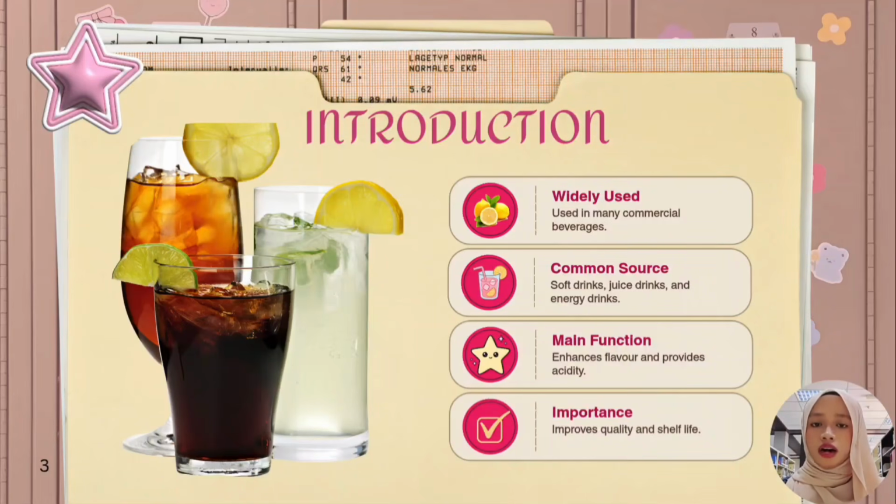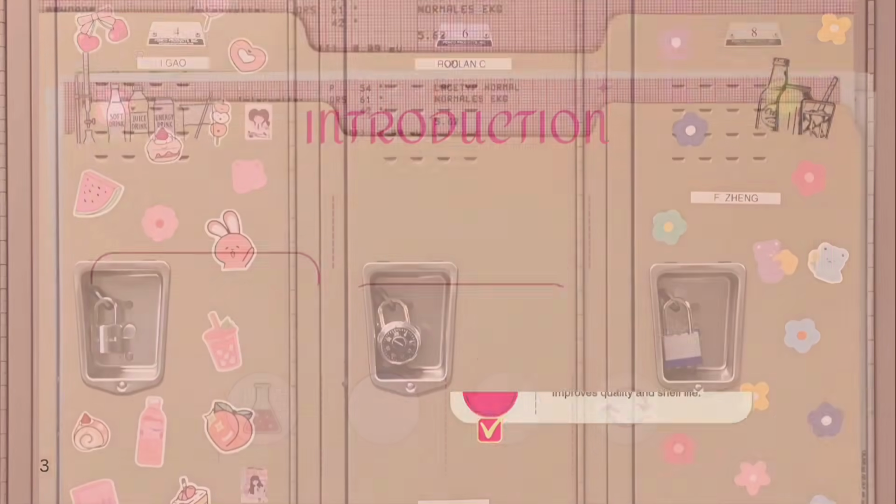to another. Now, why is it important to determine the citric acid content? This is because citric acid directly affects the taste, quality and shelf life of beverages. By monitoring the acid content, manufacturers can ensure that their products remain consistent and meet food quality standards. Therefore, analyzing the concentration of citric acid is an important part of quality control in the food and beverage industry.